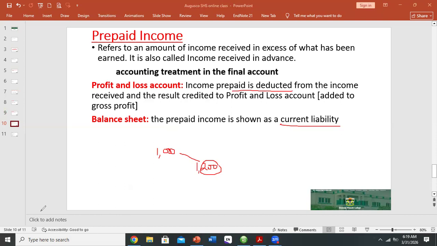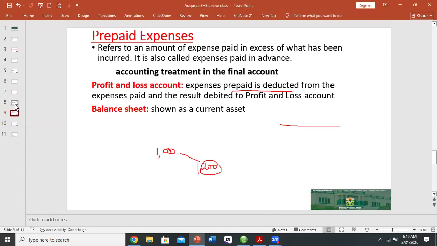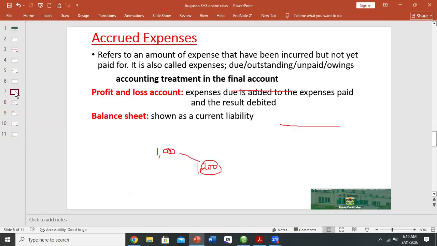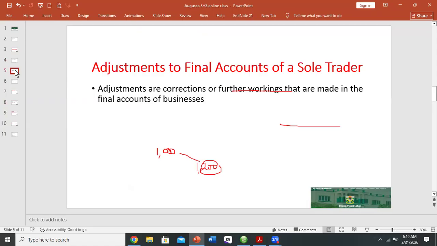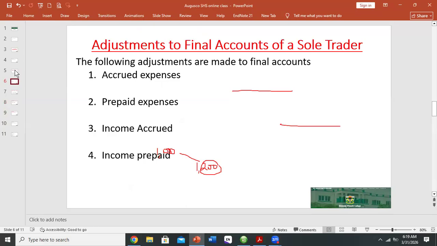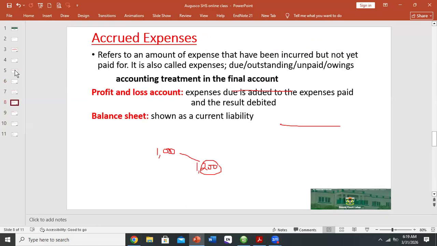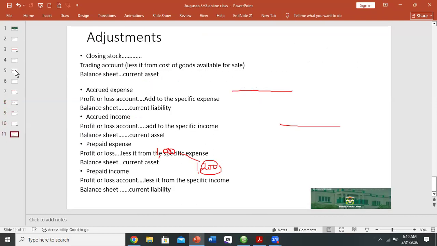Finally, let's look at the last one, which will be the accrued income. So let's look at that finally, and then we can wrap up for today's class. We have seen the accrued expense, prepaid expense, prepaid income, and we are left with the accrued income.